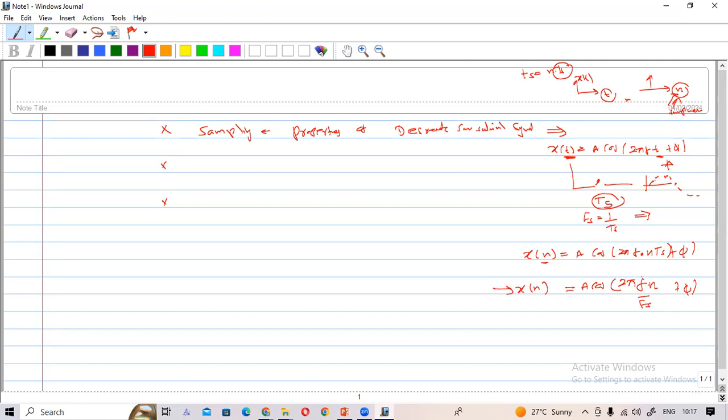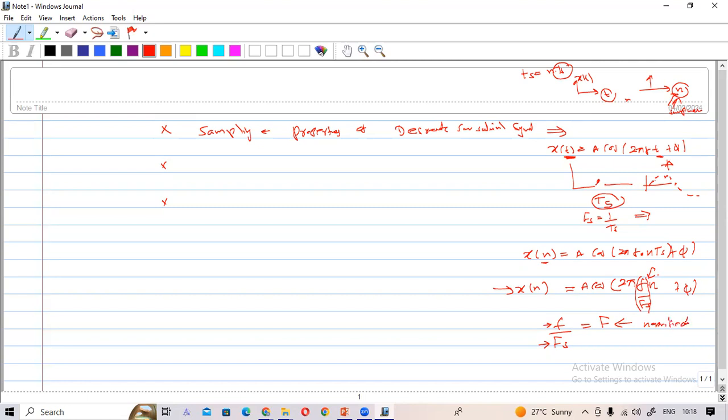Maybe you can remember that this part is the frequency of the discrete time signal, f divided by fs, the continuous time frequency divided by the sampling frequency. This is the frequency of the discrete time signal, and we call it the normalized frequency. We use capital F or simple f to denote this. So this is the normalized frequency.